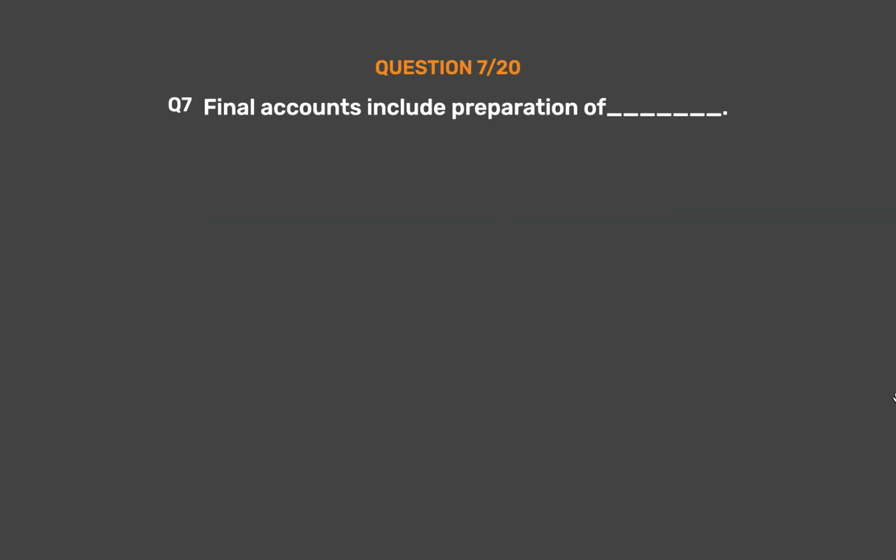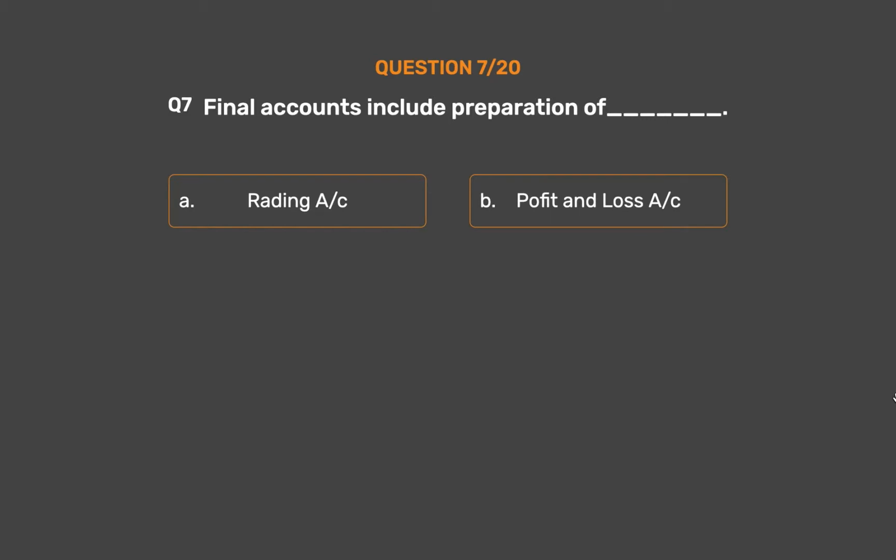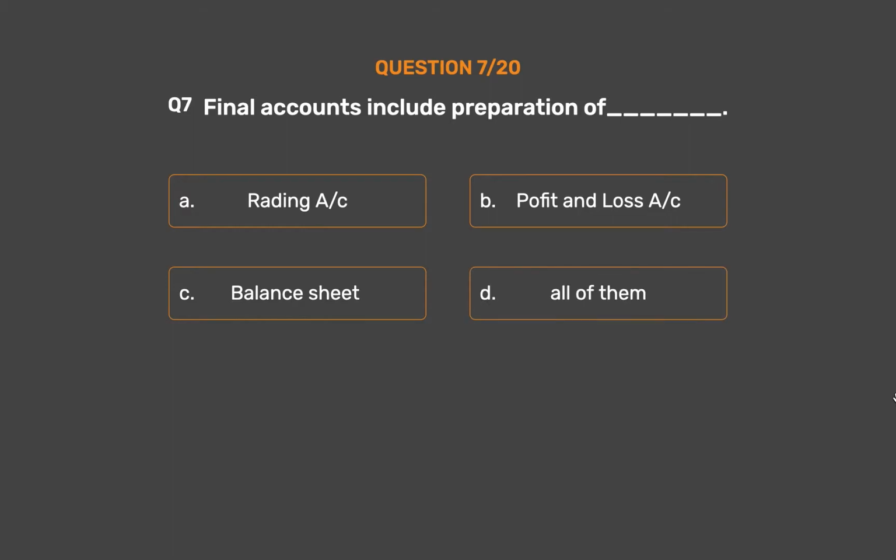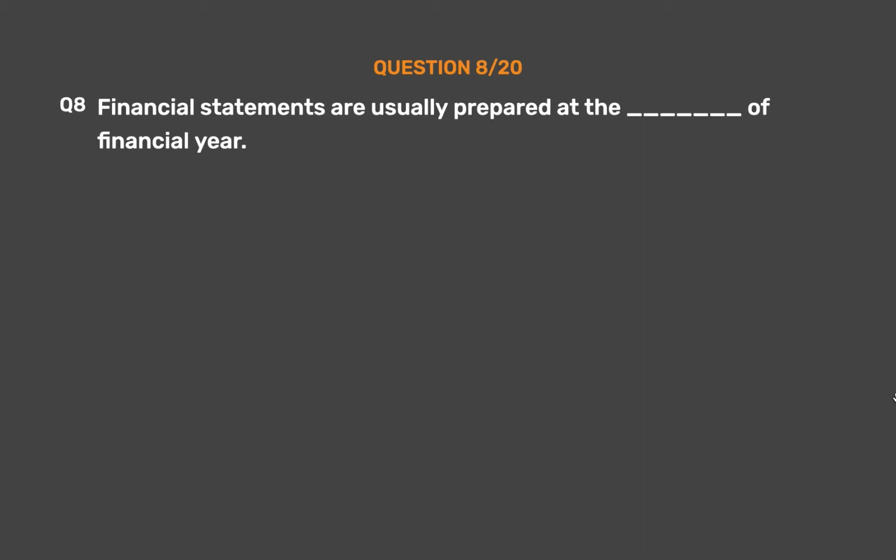Question number 7. Final accounts include preparation of _. Option A. Trading A/c. Option B. Profit and loss A/c. Option C. Balance sheet. Option D. All of them. The correct answer is Option D. All of them.